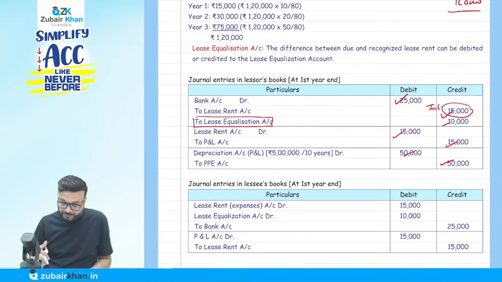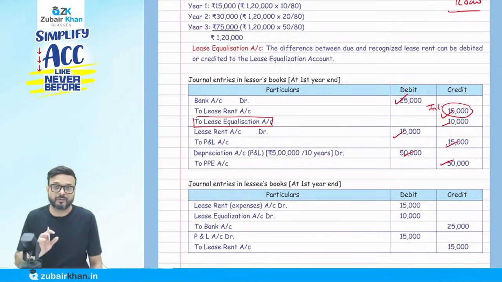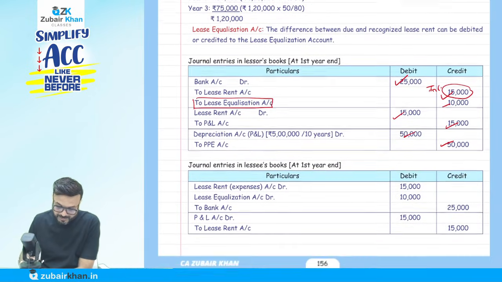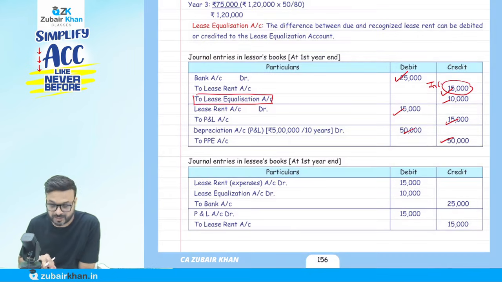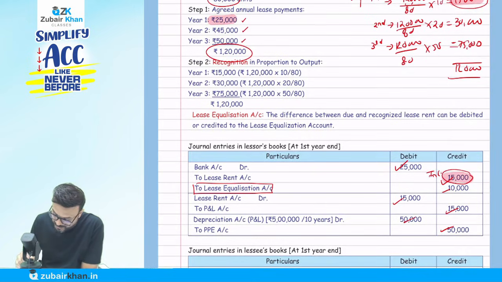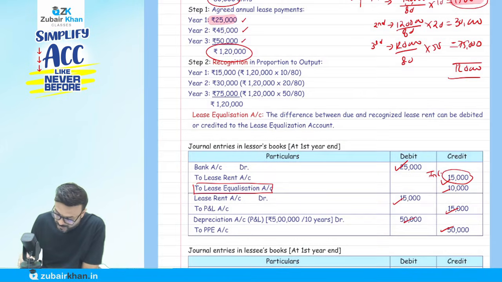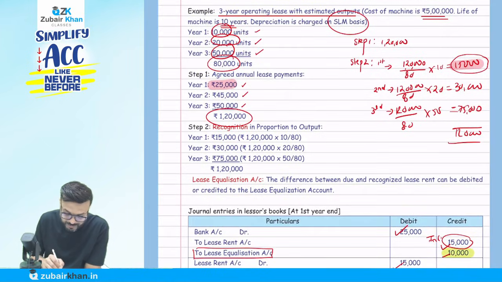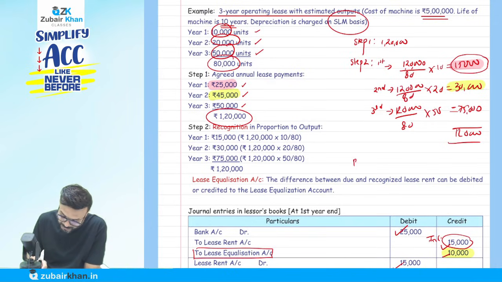Now let me explain it from the lessor's point of view first. I will come to how the lessor is going to pass the entry. It is given only for the first year, so let me go to the second year. How much balance do I have in the lease equalization account? In my lease equalization account we have a balance of 10,000. Now when we come to the second year, the lease rental going to be received is 45. But how much will be recognized? 30. So next year he will pass the entry.